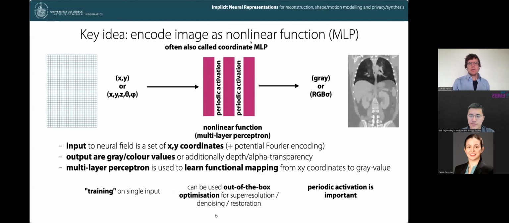So normally, if you use a neural network, you would have an image as an input and feed it into your MLP, and then you get some classification, some regression value out.